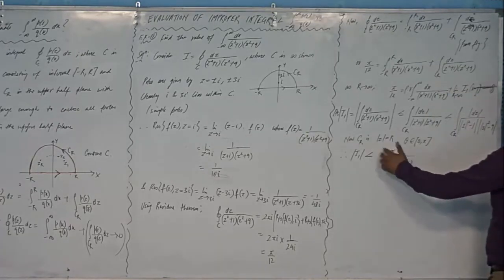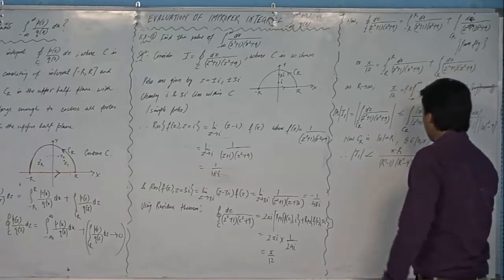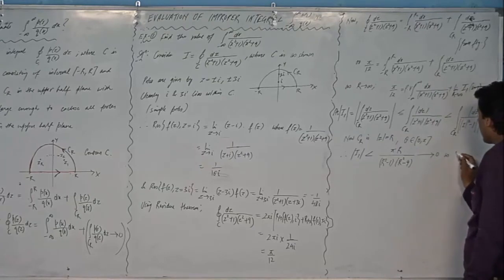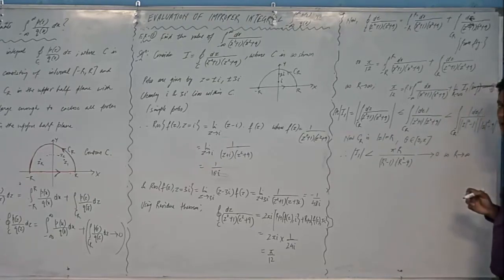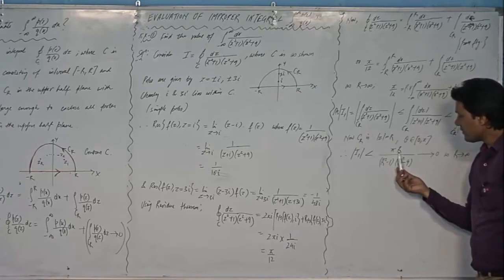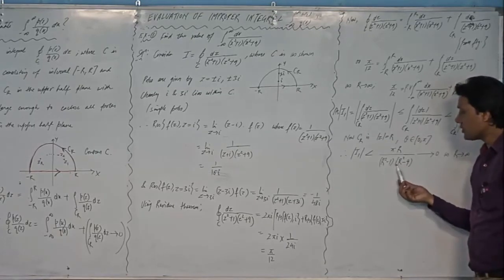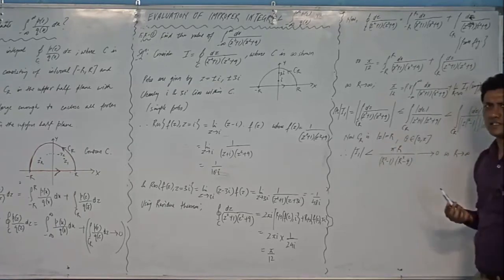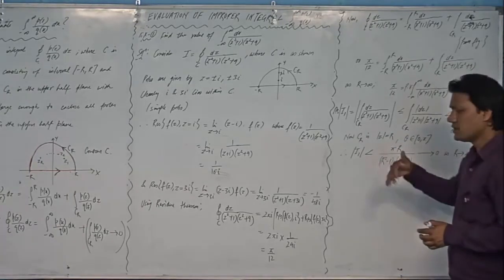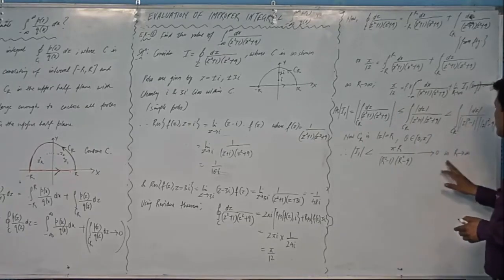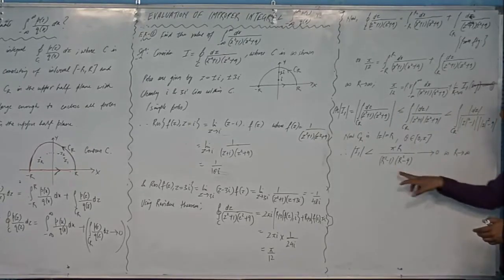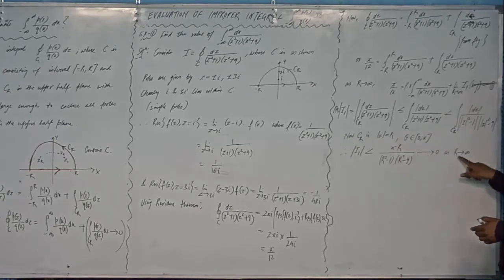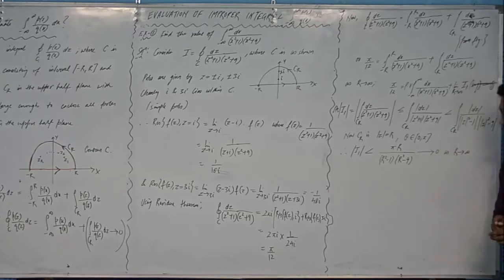Now I will apply R tends to infinity, right? It will go to 0 as R tends to infinity. Why? See here, the numerator has R to the power 1 and the denominator has R to the power 4, so the denominator is much bigger than the numerator. You can apply the limit rule, or you can use L'Hospital's rule. You will get 0 as R tends to infinity. You should divide by R to the power 4 in the numerator and denominator, and then on approaching R tends to infinity, you will get 0, right?